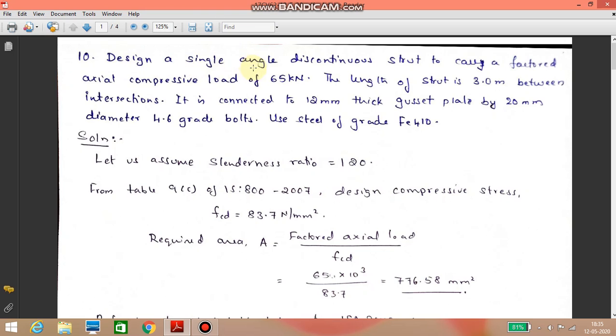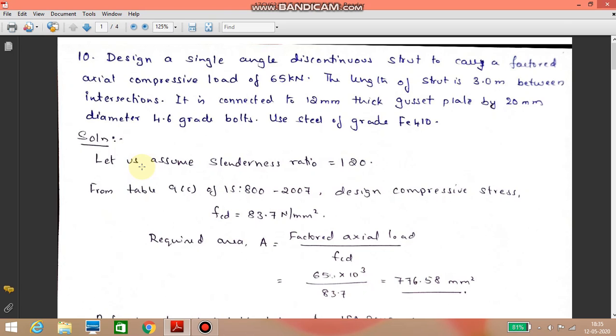Design a single angle discontinuous strut to carry a factored axial compressive load of 65 kN. The length of strut is 3 meter between intersections. It is connected to a 12 mm thick gusset plate by 20 mm diameter 4.6 grade bolts. Use steel of grade Fe410.